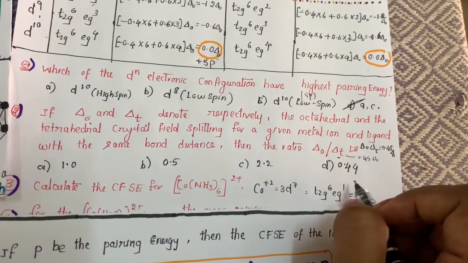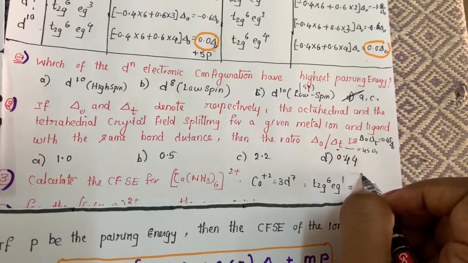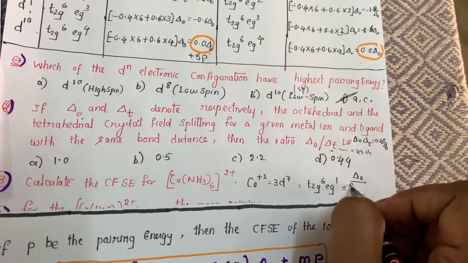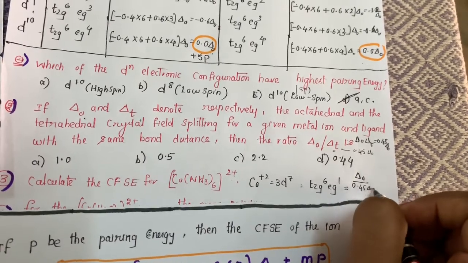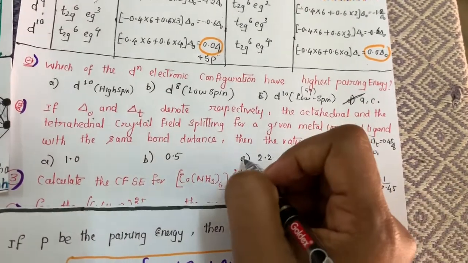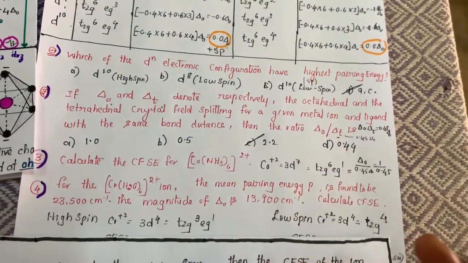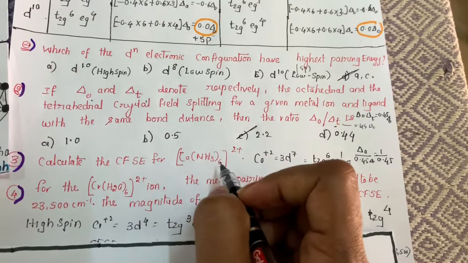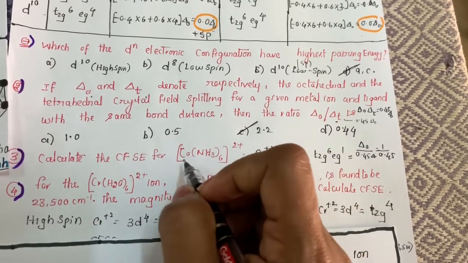That means you could replace the delta O upon delta T value as 0.45 delta O. That means 1 upon 0.45, which equals 2.2. Option C.